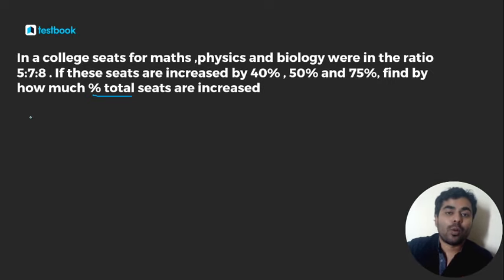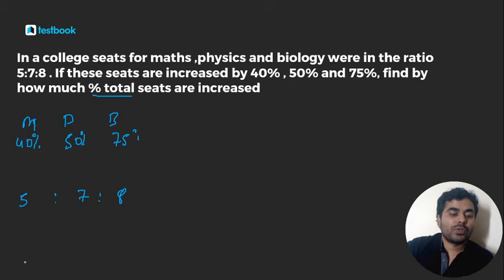So what are the components in this question now? Maths seats, physics seats and biology seats are the components, right? The values 40%, sorry, these are the increments. Maths were increased by 40%, physics 50%, biology 75%, and we are provided with the ratio, the count of the seats, that is 5:7:8. Now we have to tell about the mixture. What is the mixture? Total seats. Now you can see here they are talking about the total seats, which is the mixture, right?